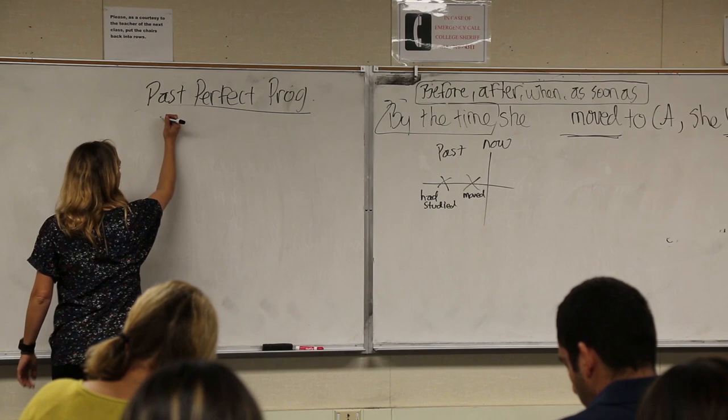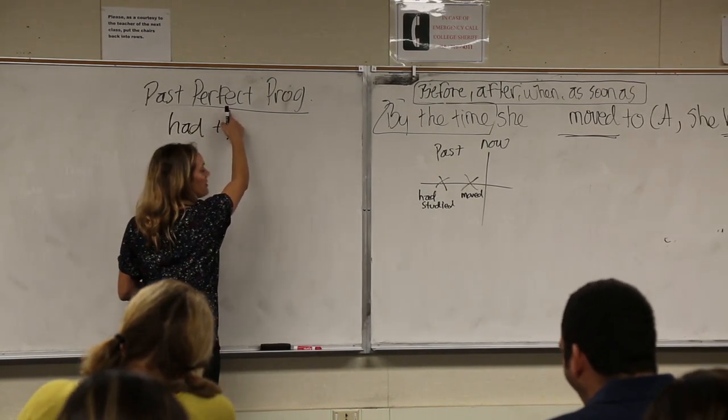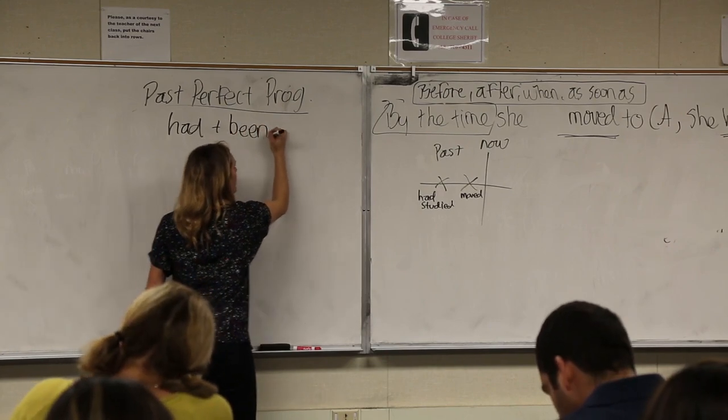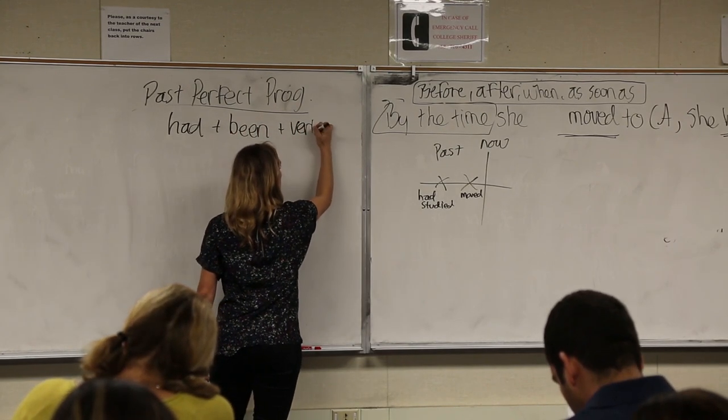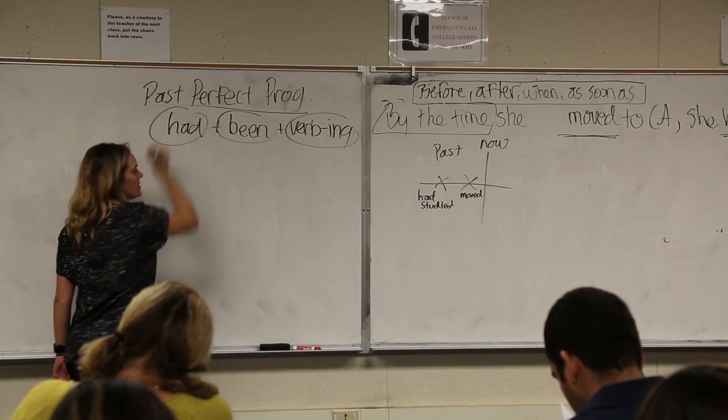Here, this one, okay, the past perfect progressive. So that is past perfect, right? So we need had, and it's perfect, so we need been, and it's progressive, so we need verb plus ing. So it's three parts, okay?